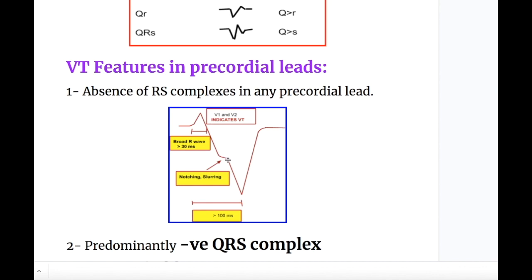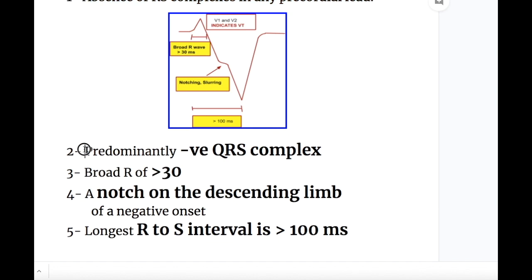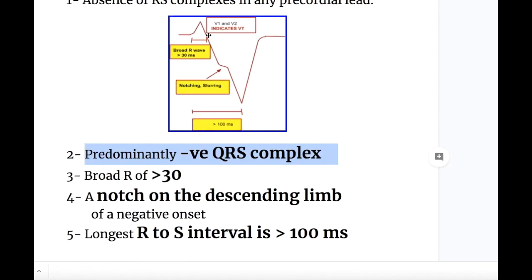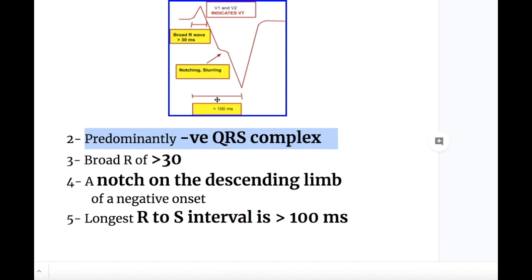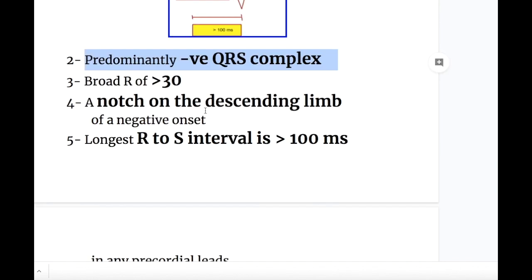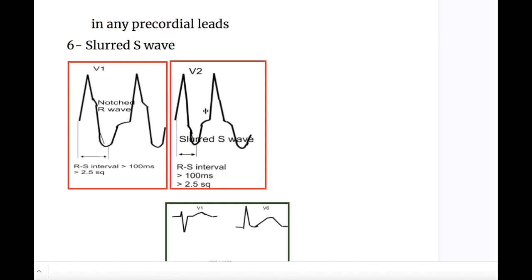Now V.Tach features in precordial leads. Number 1, absence of RS complexes in any precordial lead indicates V.Tach. Number 2, there are predominantly negative QRS complexes. Number 3, broad R wave of more than 30 milliseconds. Number 4, a notch or slurring on the descending limb of a negative onset. Number 5, the longest R to S nadir is more than 100 milliseconds in any precordial lead. And number 6, slurred S wave.